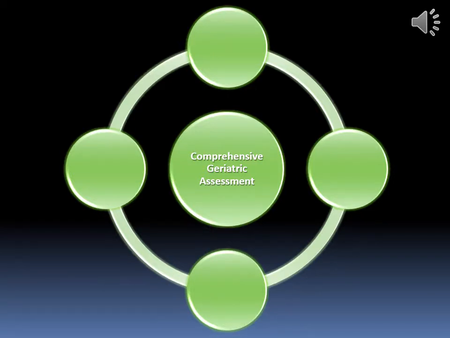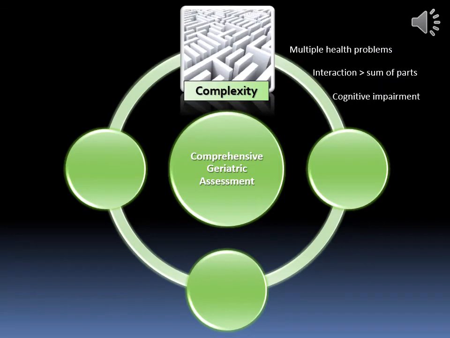The geriatric approach accepts certain principles are universal. This includes an understanding that this is a complex field, the commonality of multiple health problems, and understanding that interactions of multimorbidity are greater than the sum of their parts. Prevalence of cognitive impairment makes geriatrics a field of great complexity.